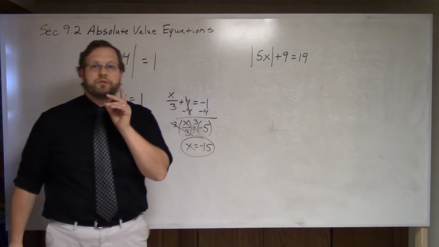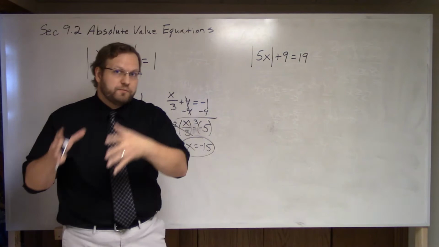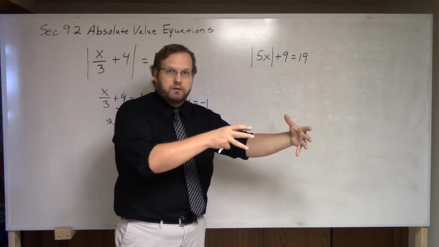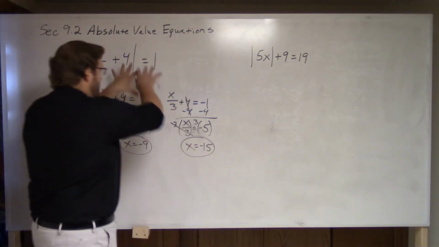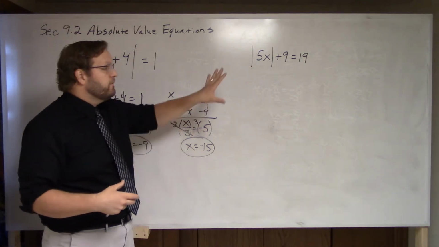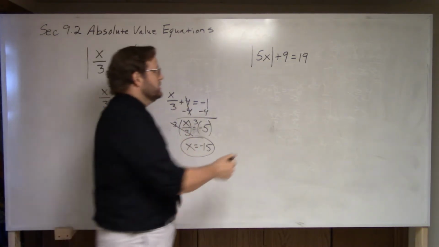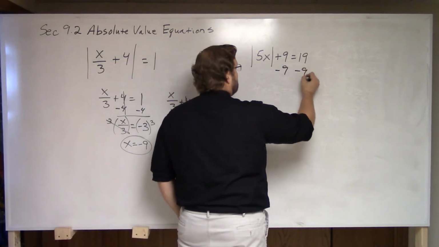Now, this one's a little different. Why it's different is because we don't just have absolute value on one side and a number on the other. In order for this breakup to work, we need to have that situation going on. So first thing we need to always do is isolate the absolute value. So I'm going to subtract a 9.